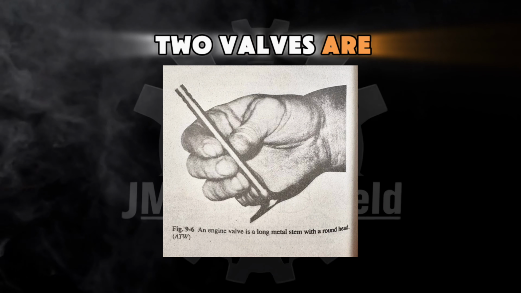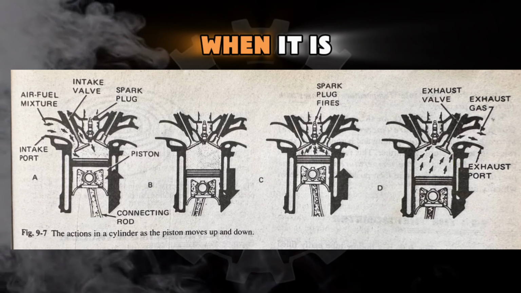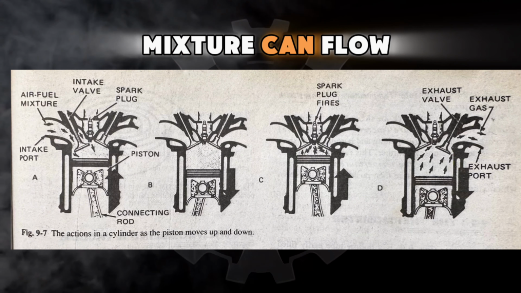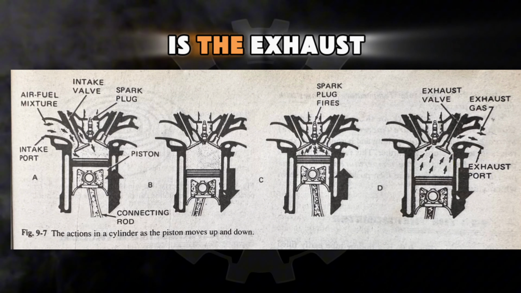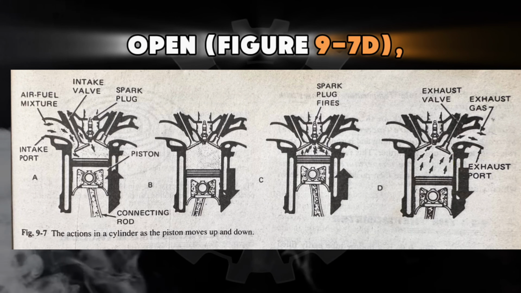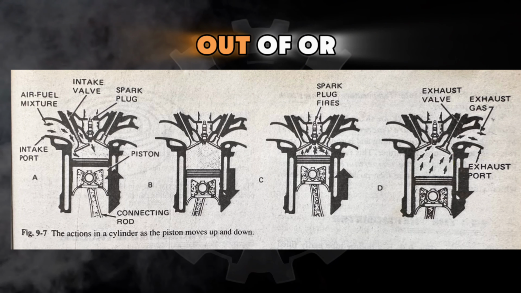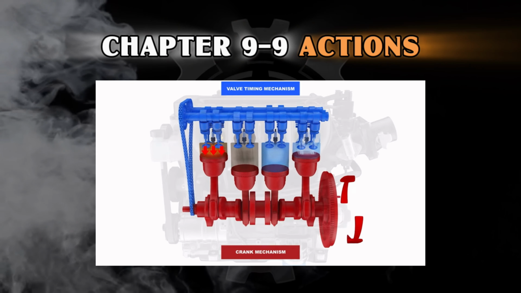Two valves are shown in figure 9-7. One is the intake valve. When it is down or open, figure 9-7a, air-fuel mixture can flow into the cylinder. The other valve is the exhaust valve. When it is down or open, figure 9-7d, the burned gases remaining from combustion, 9-3, can flow out of or exhaust from the cylinder.